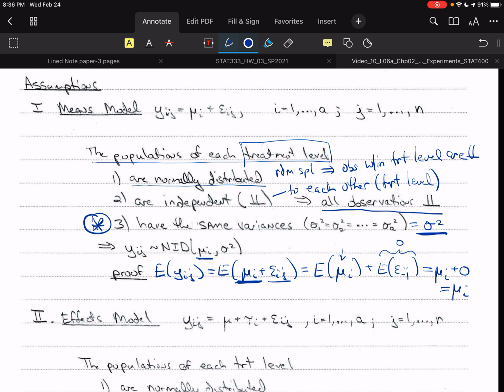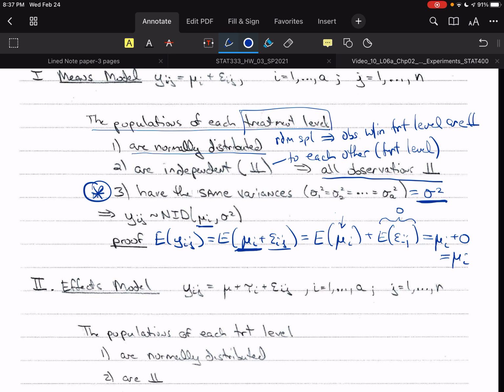And this is the reason that people like this effects model: tau I is the difference between mu I and the overall mean. We're looking at how different mu I is from mu, so we have a measure of that, and people like to estimate it. How far away from the overall mean is each treatment mean? And are those treatment means statistically significantly different from each other? Okay, so now we have the effects model.